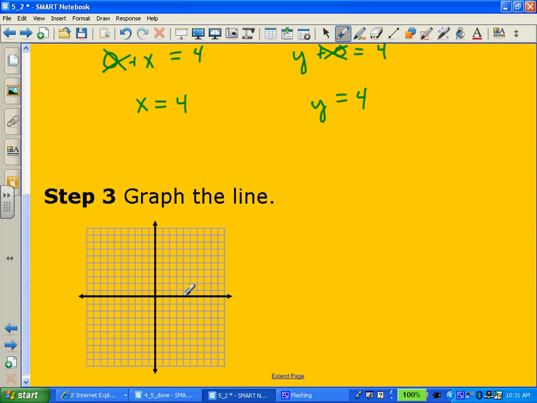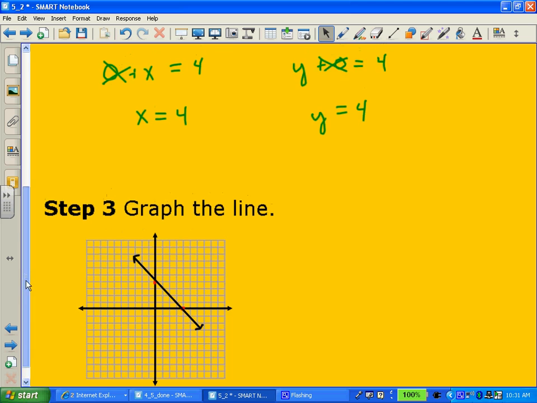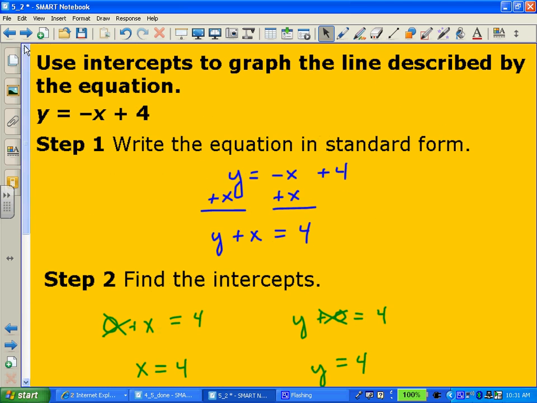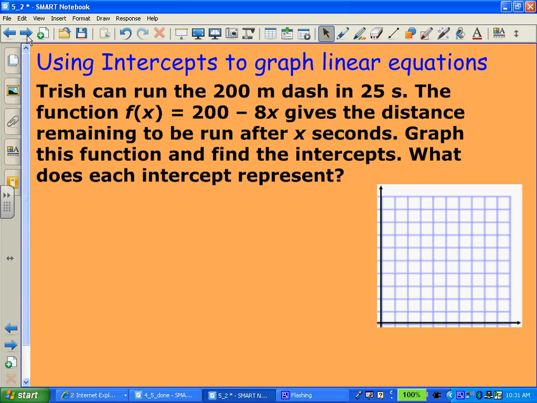So then, once again, x-axis 4, y-axis 4, and draw a line between the two. Okay? So that's how that works, graphing with intercepts.